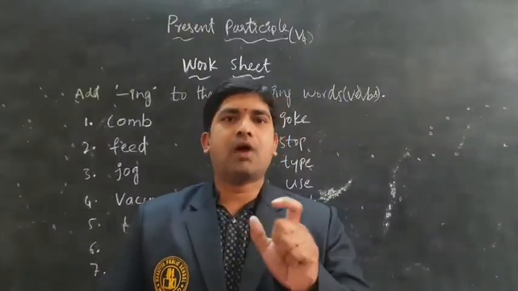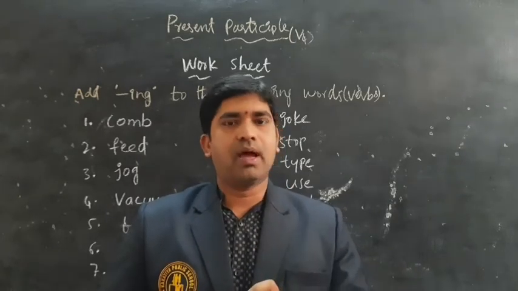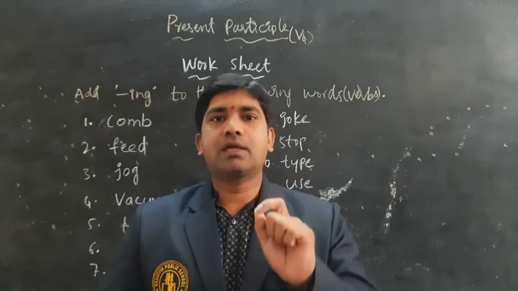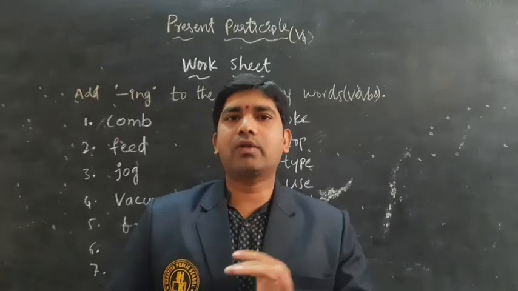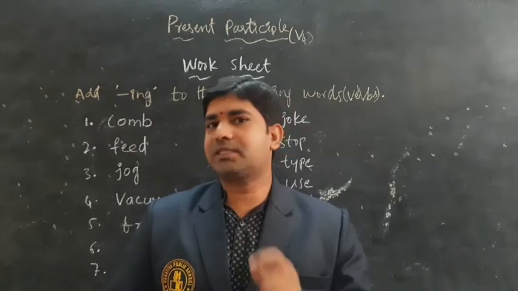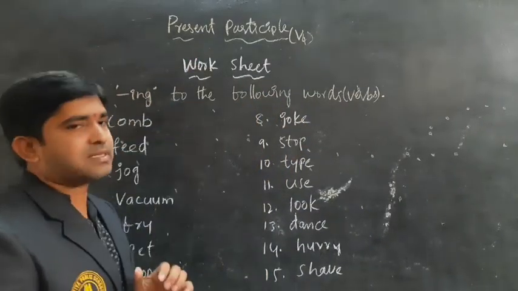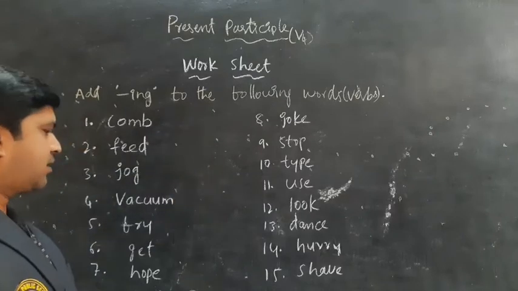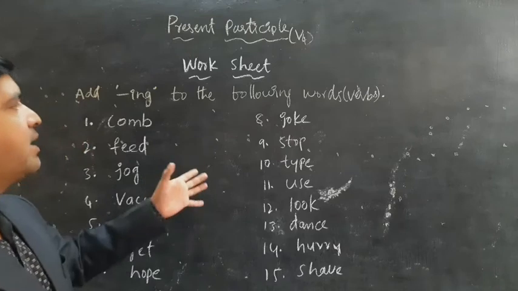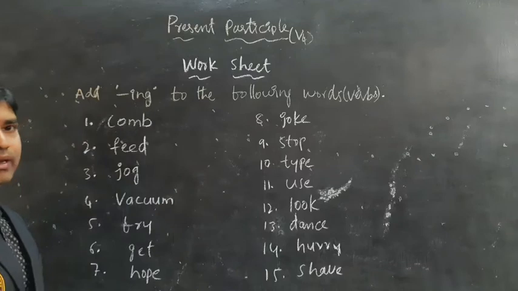Now you have learned how to add ing to the base form of the verb, and you also learned the rules: how to remove the e, how to double the last letter, and how to simply add ing. Here is a worksheet on the present participle. Read these verbs carefully, and according to the rule add ing to the following words.